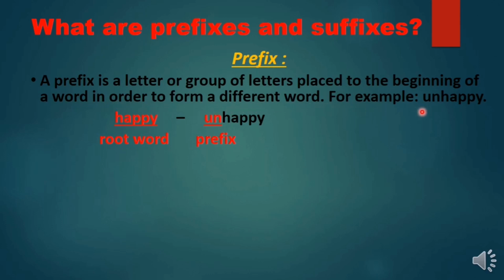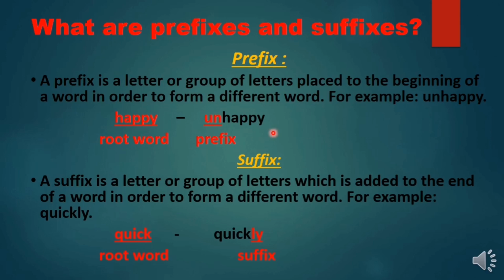For example, unhappy. Here, happy is the root word, and by adding the prefix un, the word has become a different word, the new word unhappy. Let's see what a suffix is. A suffix is a letter or group of letters which is added to the end of a word in order to form a different word. For example, quickly. Quick is the root word, and with it, ly is added as the suffix, and now it is a new word, quickly.